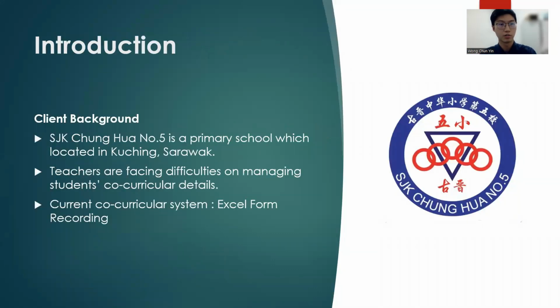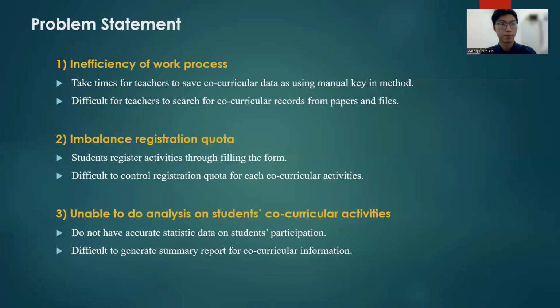For the introduction, I would like to talk about my client's background. My client is SJK Chung Hua No.5, a primary school located in Kuching, Sarawak. The teachers at the school face difficulties managing their students' co-curricular details. Currently, the co-curricular system used in SJK Chung Hua No.5 is Excel form recording with manual key-in of the co-curricular information. There are 3 problems facing the school.